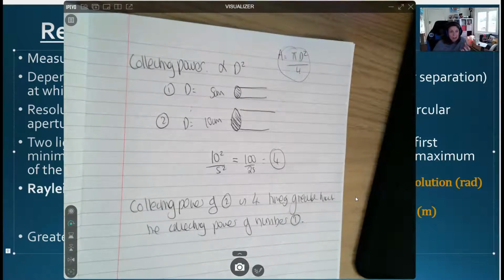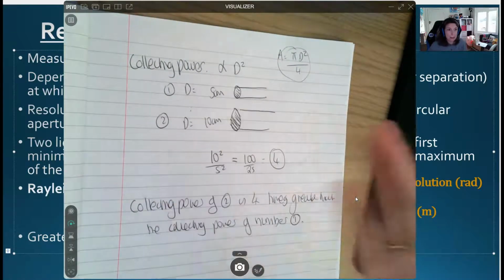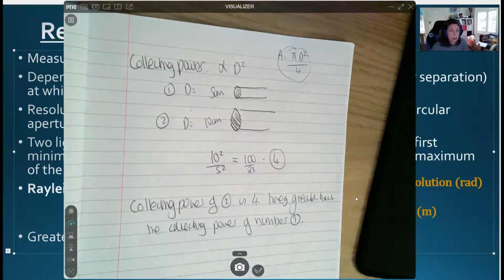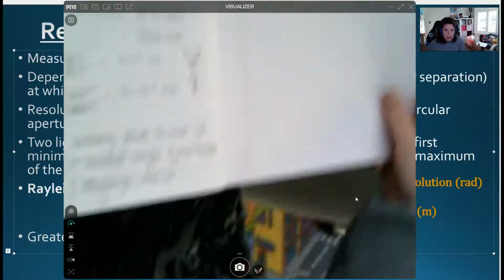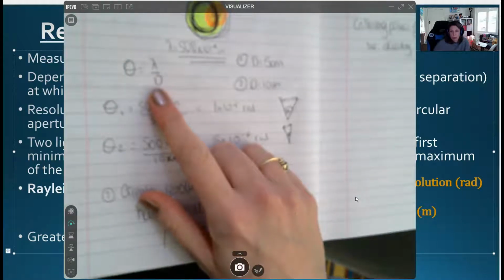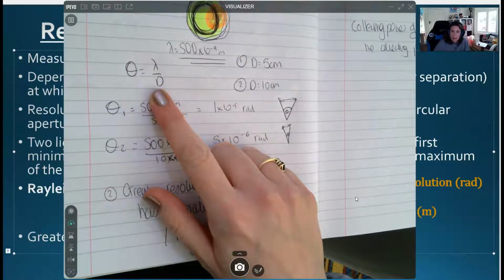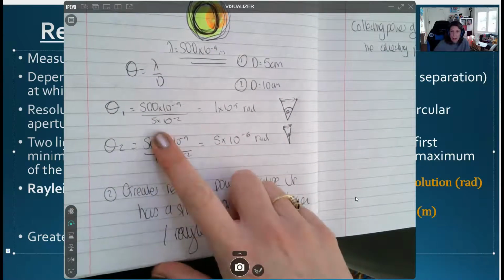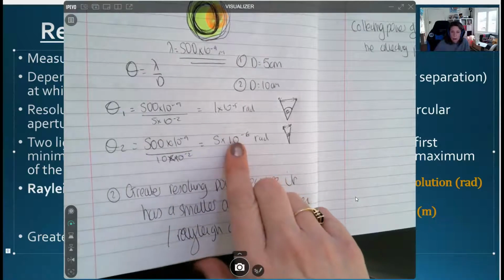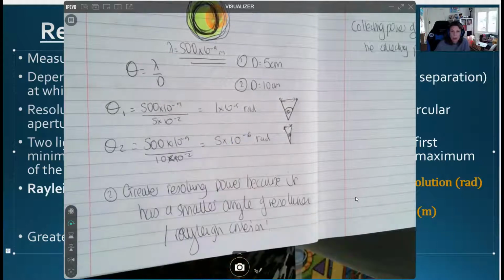So a greater diameter is good, okay, because it allows you to increase your collecting power with d squared. So that's great. Double the diameter, you get 4 times as much light. Brilliant. But it also allows you, because the Rayleigh criterion, the resolving angle, is proportional to 1 over d. The greater the diameter, the smaller the Rayleigh criterion angle, which means you can see things closer together. Okay?